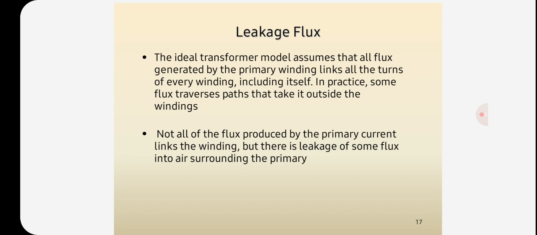Next we go to leakage flux or magnetic leakage. The ideal transformer model assumes that all flux generated by the primary winding links all the turns of every winding, including itself. In practice, some flux traverses paths that take it outside the windings. Not all the flux produced by the primary current links with the winding, but there is leakage of some flux into the surroundings in primary.